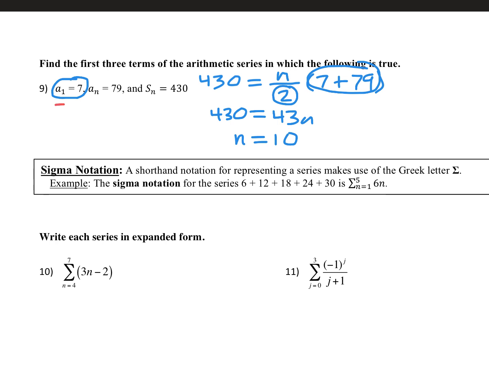Now we already know AN. AN is 79, so the formula is AN equals A1 plus D times n minus 1, and we just found n, which is 10, so 10 minus 1. All right, subtracting the 7, I get 72 equals d times 10 minus 1, so 9d, so d equals 8.